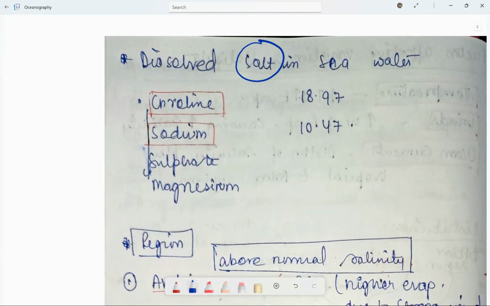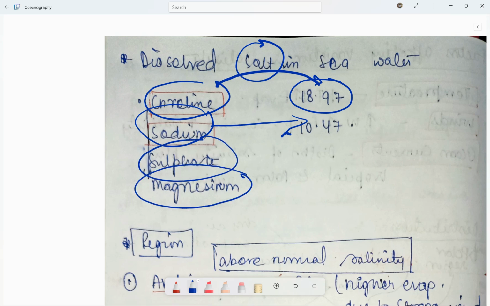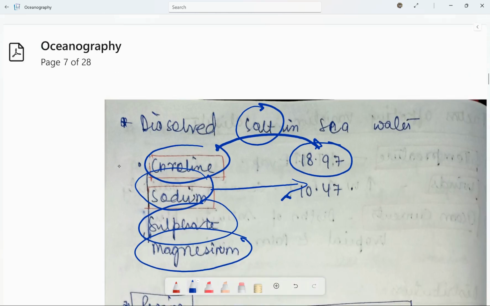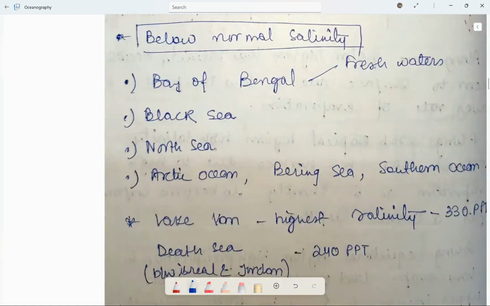Now, which dissolved chemicals or elements are present in that salt? First is chlorine, whose proportion is 18.97%. Sodium, whose proportion is 10.47%. Sulfate and magnesium. You have to remember the order: CSSM, chlorine, sodium, sulfate, magnesium.